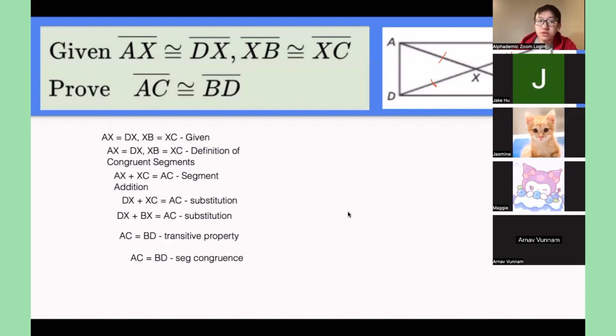So why do you need the transitive property? Let me just quickly draw it. After the transitive property, it would just be AC equals BD. But because we're trying to prove congruence, not equality, we have to say segment congruence. There is a difference between saying segment AC is congruent to segment BD and saying AC is equal to BD. Does that make sense?